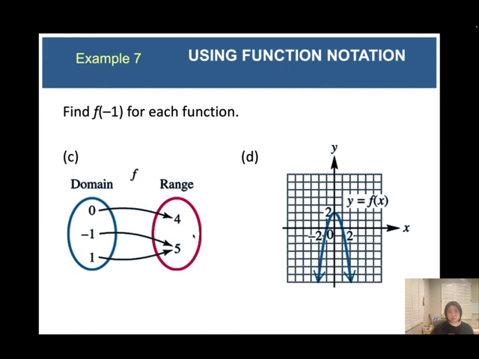Try this example. Find f of -1. Okay, this one, x equal to -1, which is going to be your domain. So it's going to go to the 5. So f of -1 equal to 5. This one, when x equal to -1, y will be equal to 0.